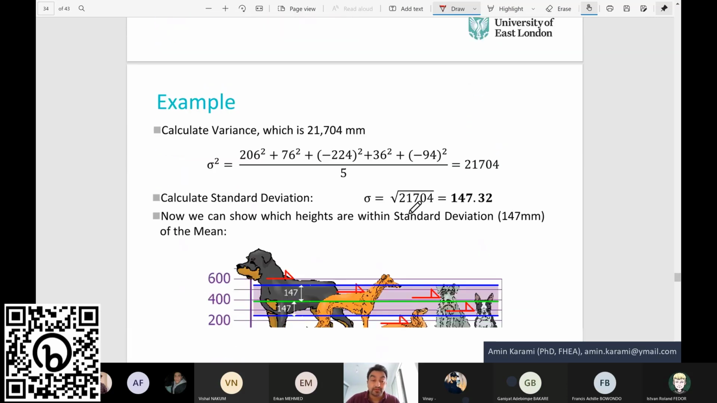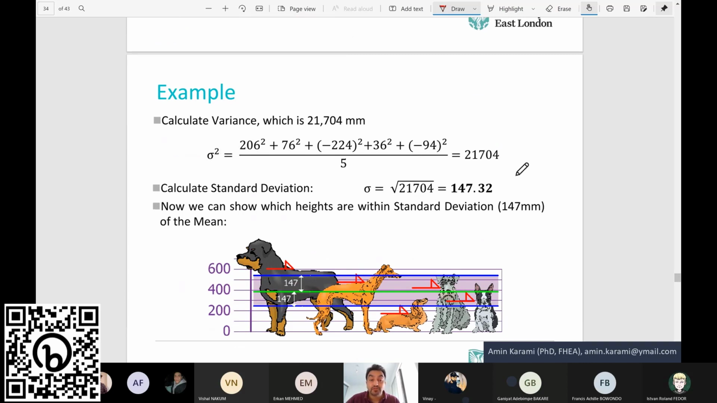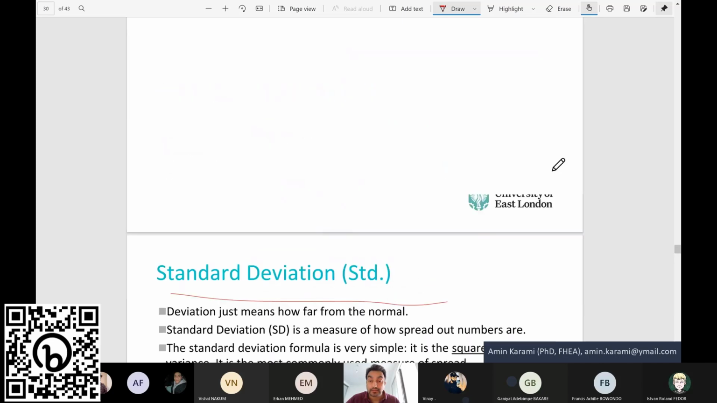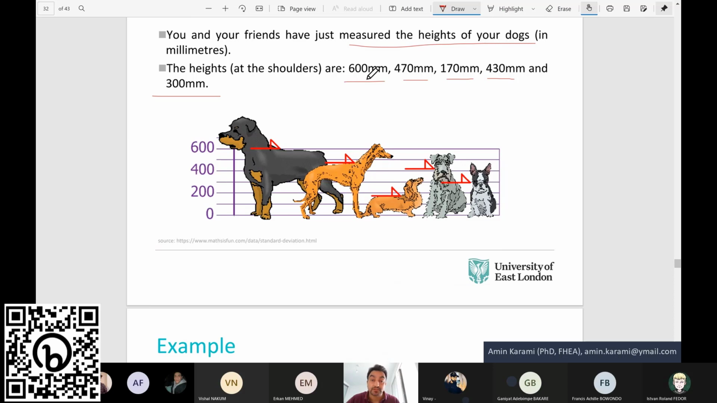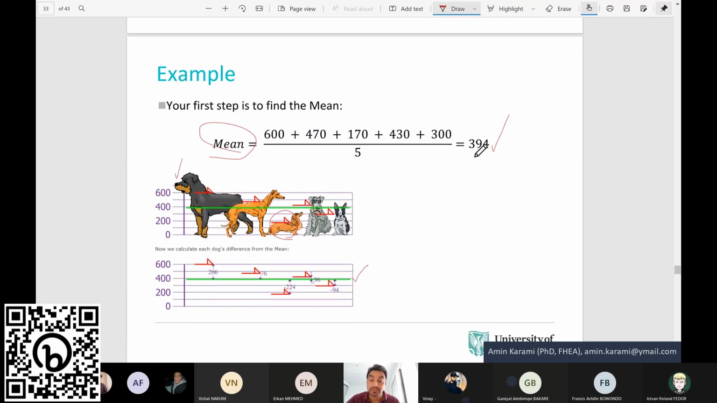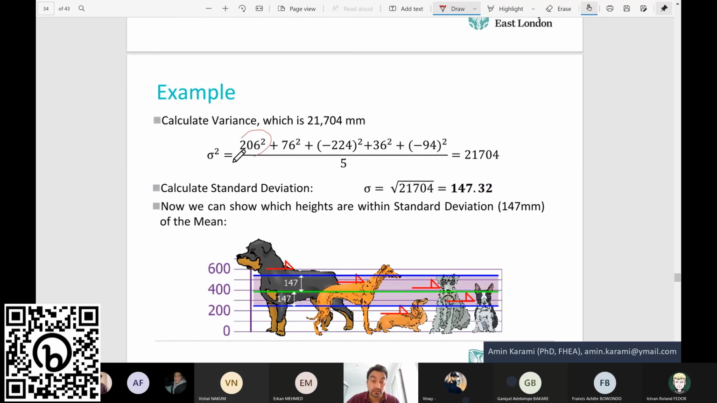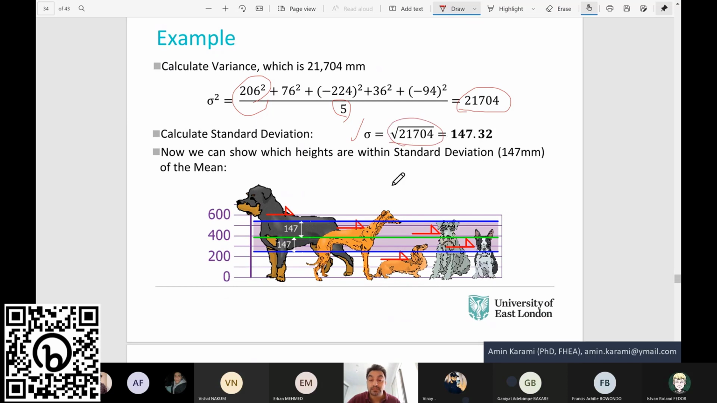Okay, this is about the mean. Then you can calculate the variance. How do you calculate it? You take each value, subtract the average, raise it to the power of 2, and at the end divide by the number of elements. The first dog is 600, so 600 minus 394 is 206, squared. You do the same for the second dog, the third dog, and so on, divided by the number of dogs. Can you see that, guys? The variance is a really huge value, 21K. So to bring it within range, you calculate the standard deviation. You just simply use the square root, and it says the standard deviation is 147.